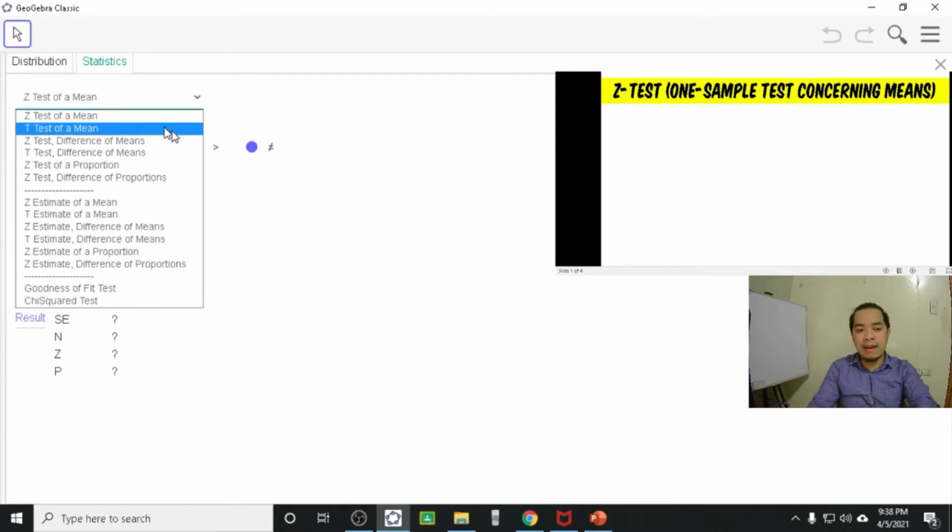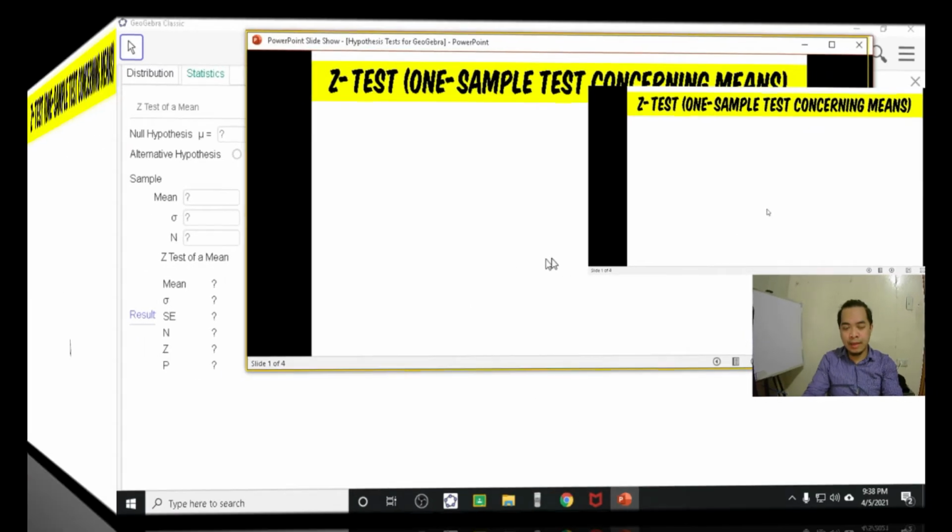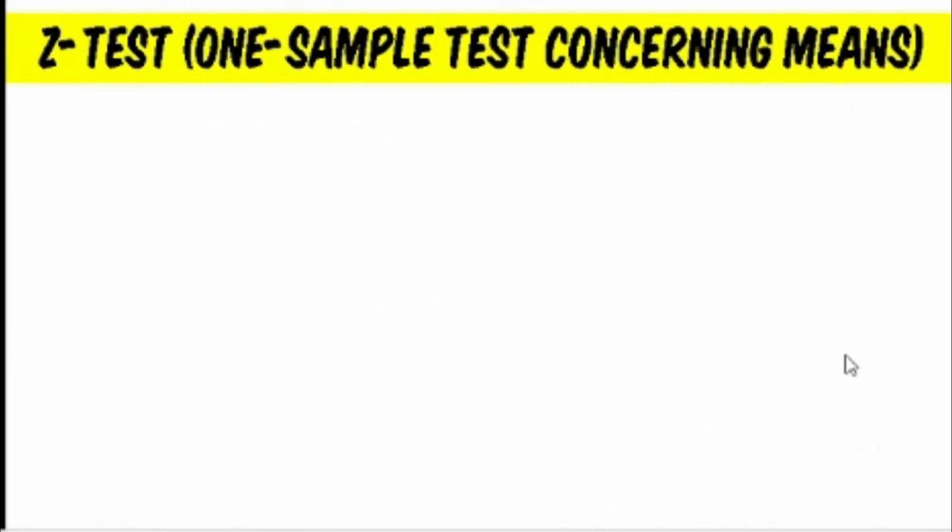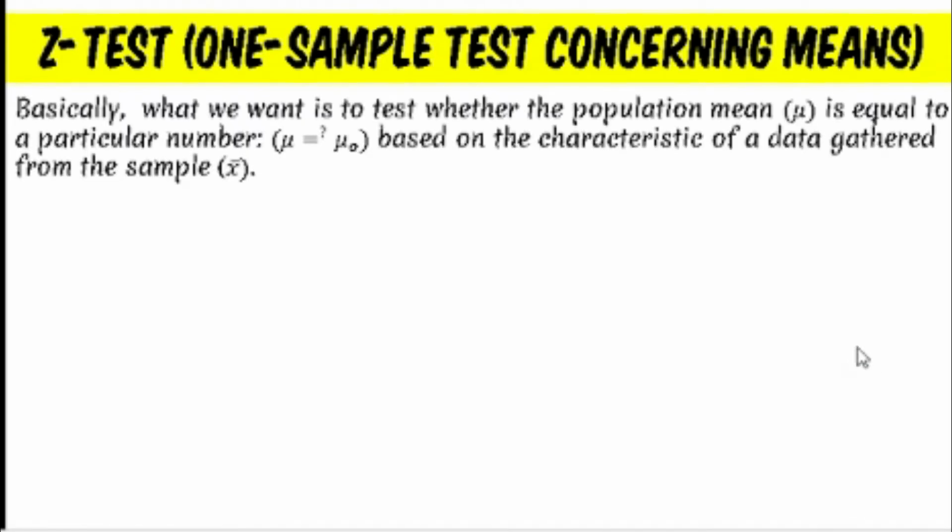So let us have the first problem I have prepared here. So what is a one sample z-test? Basically what we want is to test whether the population mean, whose symbol is mu, the Greek letter mu, is equal to a particular number, mu sub o, based on the characteristic of data gathered from a sample. The symbol for the sample mean is x bar.